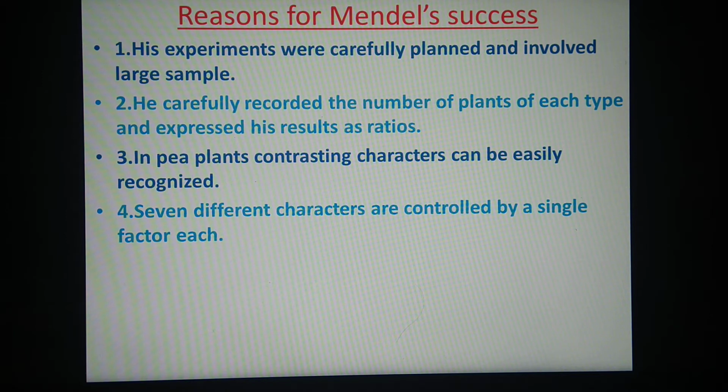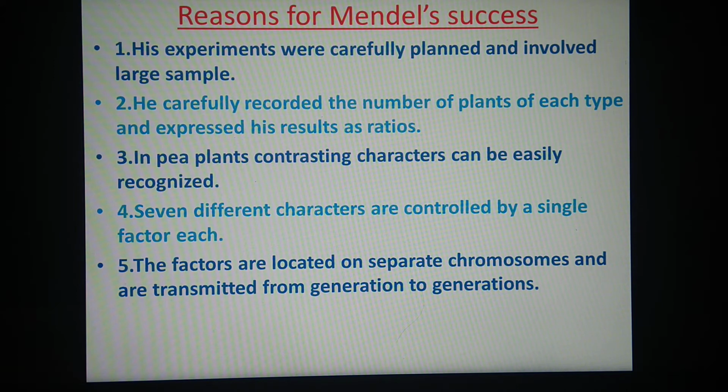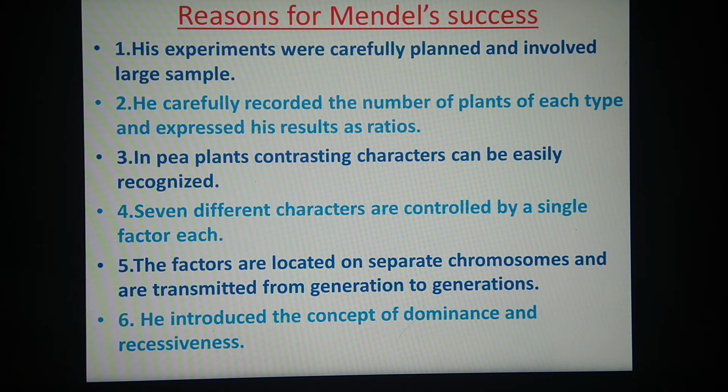So it was easy to study their inheritance pattern. Next to that, the factors are located on separate chromosomes and transmitted from one generation to other, as I said earlier. And he introduced the concept of dominance and recessiveness. Because of all these reasons, because of his careful experiments, hybridization technique, as he recorded the data mathematically and statistically, it was possible to give the results, and hence all these are the reasons for Mendel's success.